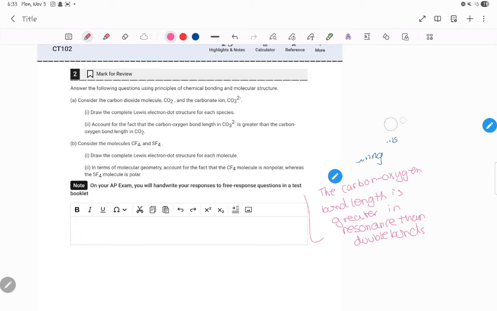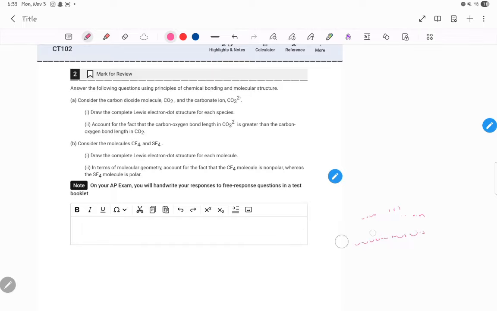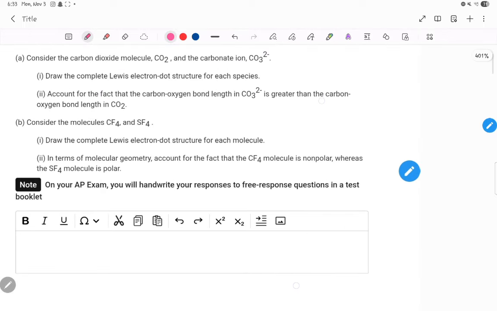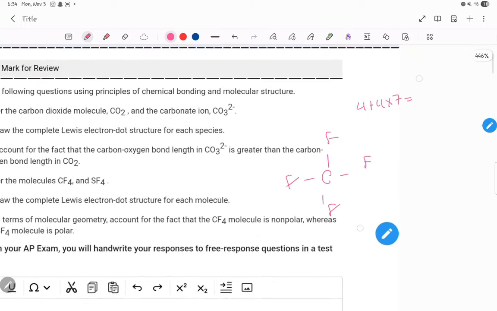Okay, let me just erase these. So now, what does it say in part B? Draw the complete Lewis electron dot structure of each molecule, CF4 and SF4. Okay, so we first start with CF4. C is the central atom, and then we have F, F, F. C is group 4 plus 4 times 7. How much is that going to be? 4 plus 4 times 7. That's going to be 32.